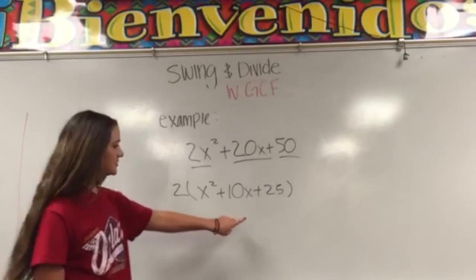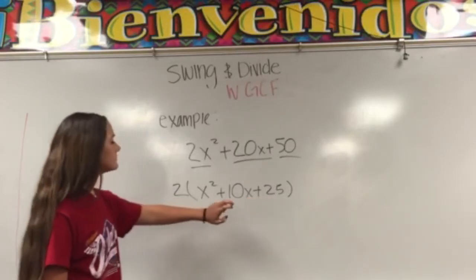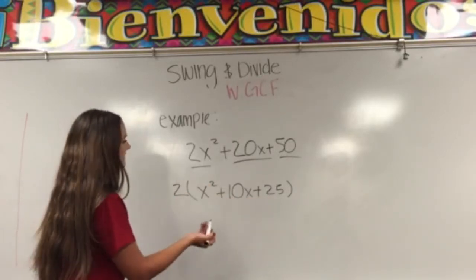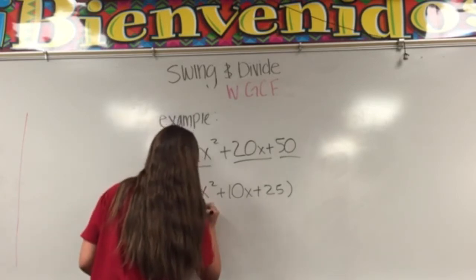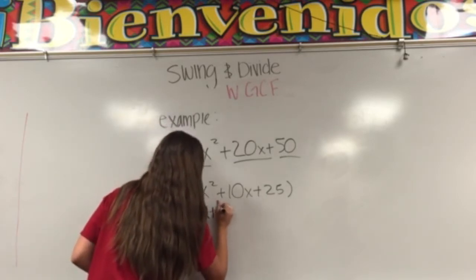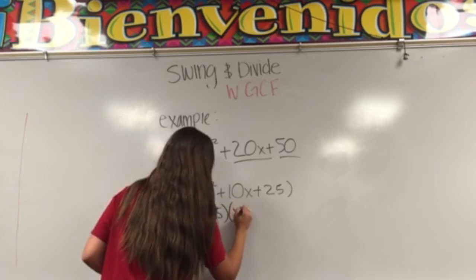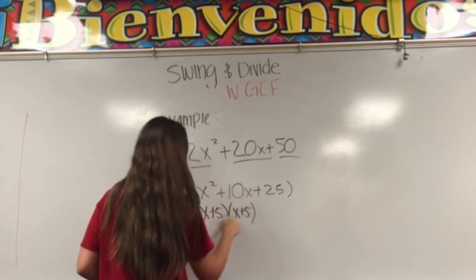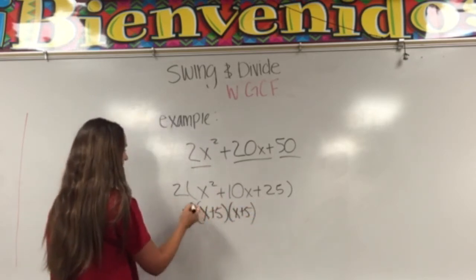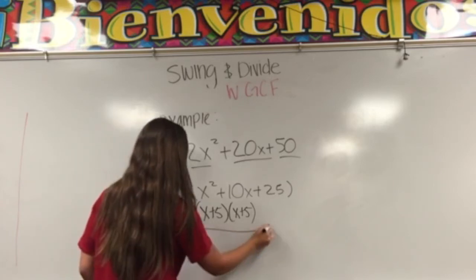So now you need to find two numbers that multiply to get 25 and add to 10, and it would be 5 and 5. So it would be x plus 5 and x plus 5. 5 times 5 is 25, 5 plus 5 is 10, and you can't forget the 2, and that is your answer.